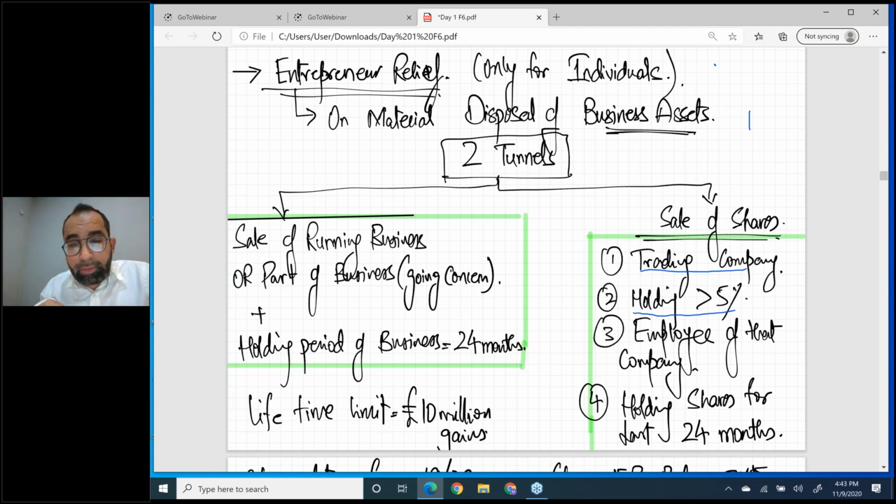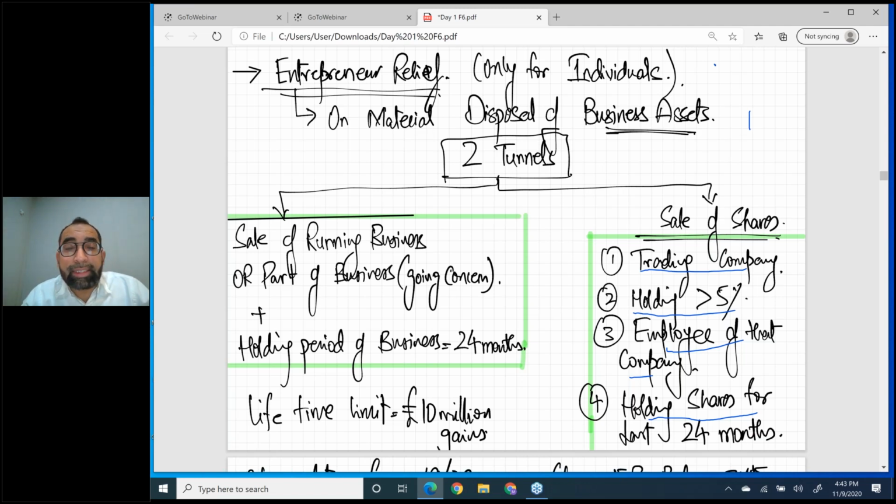You must be an employee of that company, doing a job in that company, you are a director or an employee, a sales manager of that company. And the last condition, you must be holding those shares for the last 24 months. For example, you bought shares and sold after 10 months, no entrepreneur relief. After 12 months, no entrepreneur relief. Minimum 24 months is a must.